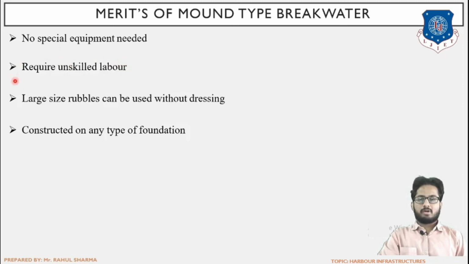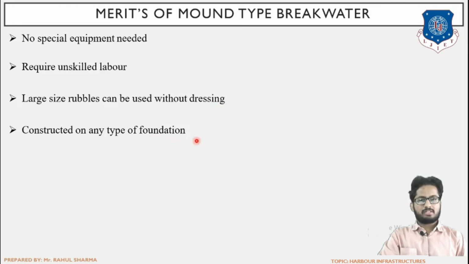Unskilled labor, this point we have discussed in the difference itself, because there is no such specific positioning of one rubble over other or sideways. The rubbles are irregular, and they are just placed one above the other, so eliminating high skill of labor. Large size rubble can be used without dressing, because as we are using unfinished rubbles, there is no such need of any dressing.